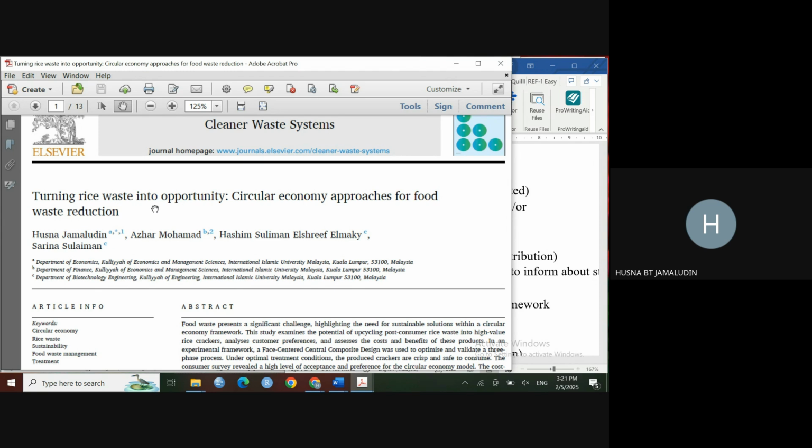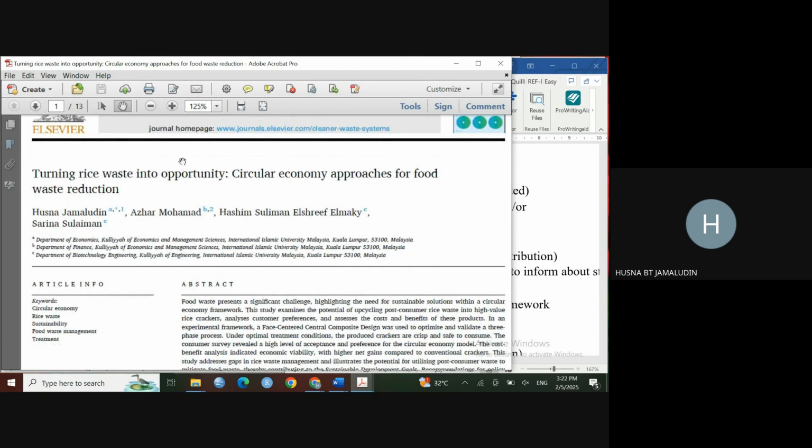So basically, we think that rice, when you throw it in the dustbin, becomes a waste, right? You will not use it anymore. But here, because the problem is very severe in Malaysia especially, we want to make use of the waste. And we are using the circular economy concept or approach to reduce the food waste. Okay, so that is the topic. By looking at the topic, you already know that there must be a problem. You have the issue of wasting the rice, and then you want to come up with a solution.